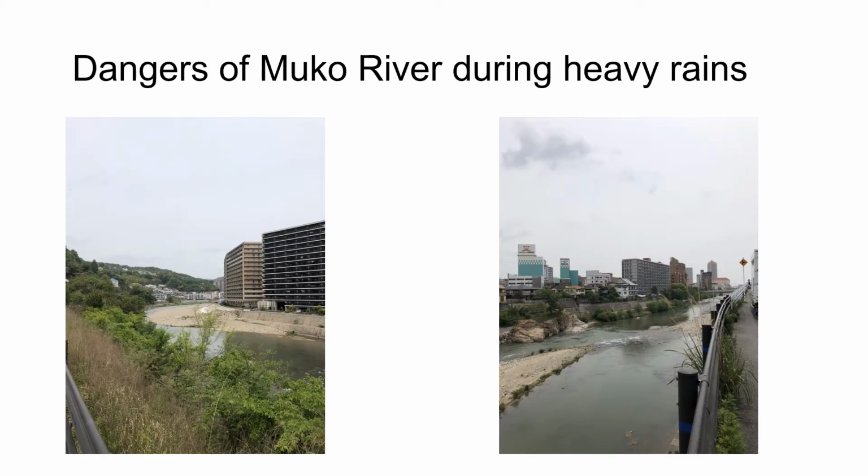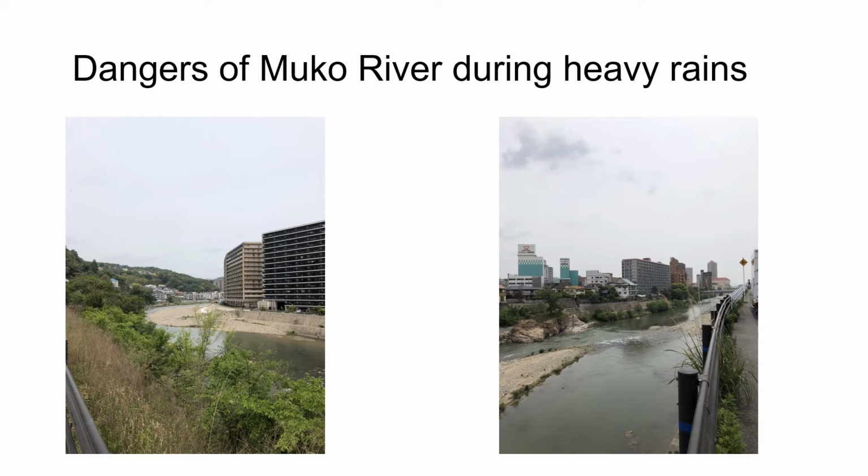Next, the danger of the Muko River during heavy rains. The assumed flood area of the Muko River is prosperous. Imagine what happens if the river overflows and water floods a city. Severe damage is expected when the embankment is broken down and flooding occurs.